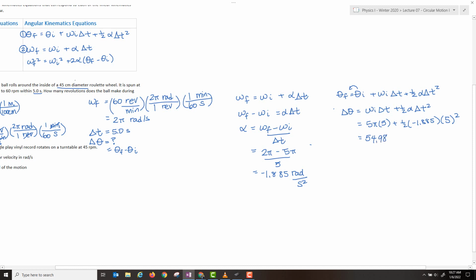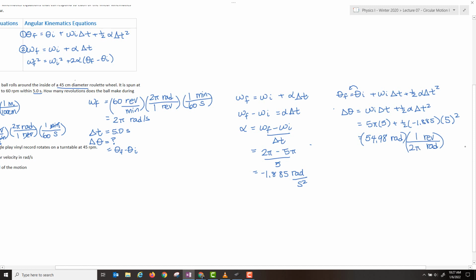Okay, so what would the units be? This is theta, that would be in radians. But the question's not asking for what the angle is in radians. It wants how many revolutions does the ball make. So we need to change this to be revolutions. Okay, so we're changing the units from radians to revolutions. So I'm going to put this in brackets. I want to get rid of radians, so I'll put radians in the denominator. Instead, I want revolutions. 1 revolution is 2 pi radians, right?